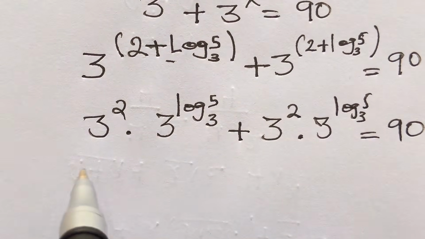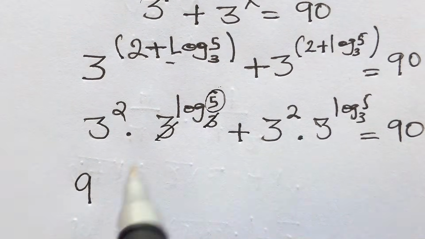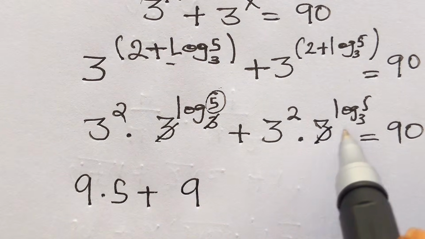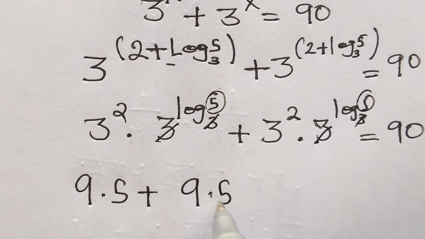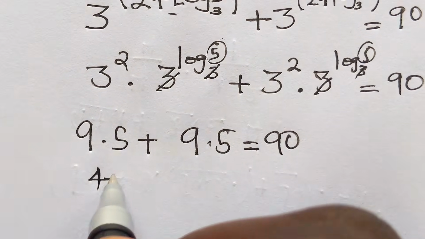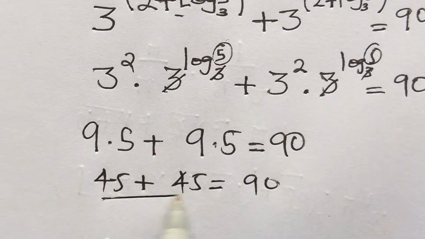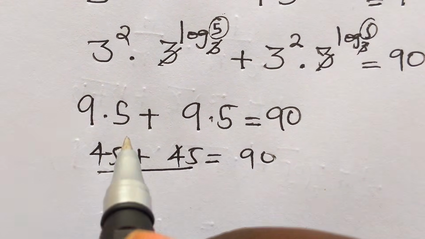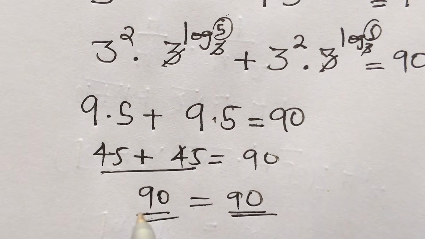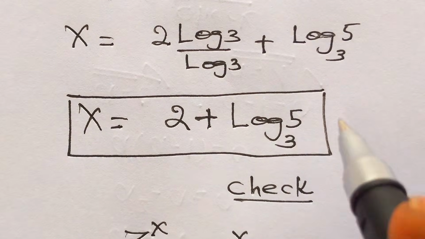Then this is 9, and 3 power logarithm of 5 to the base 3 cancels to give 5, so 9 times 5 plus 9 times 5, to get 45 plus 45 equals 90. Left hand side is equal to right hand side, which means this value of x is correct.